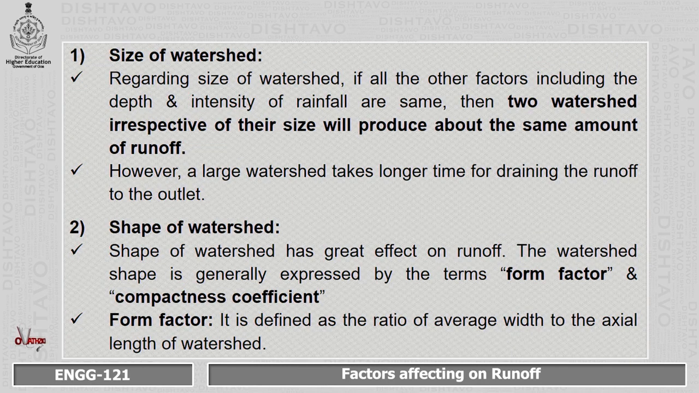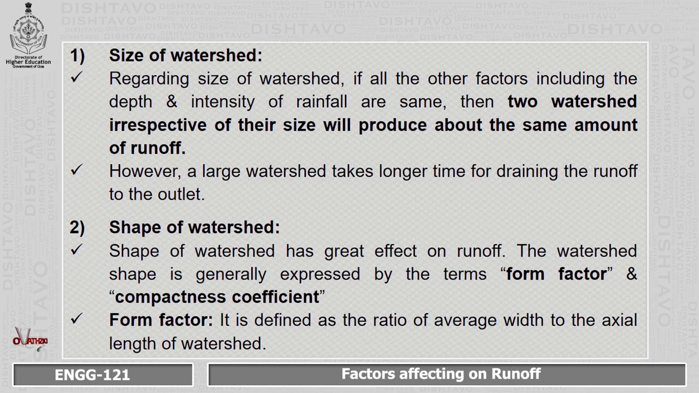Size of watershed. Size means we can measure the area, small or large watershed, around a 500 hectare watershed, a 1000 hectare watershed, like this. So, if all the other factors, including depth and intensity of rainfall, are the same, then two watersheds of different size will produce the same amount of runoff depth, meaning it will not have different runoff.